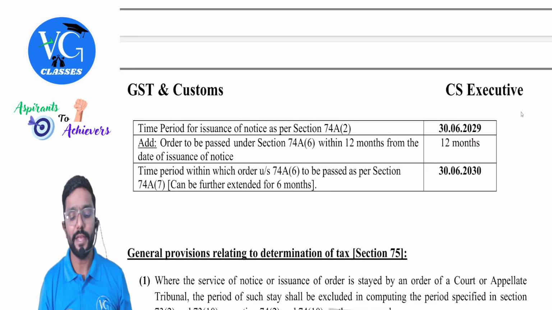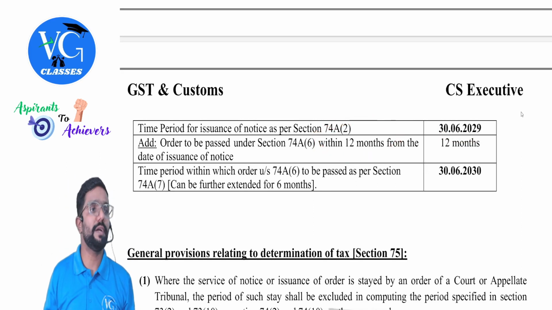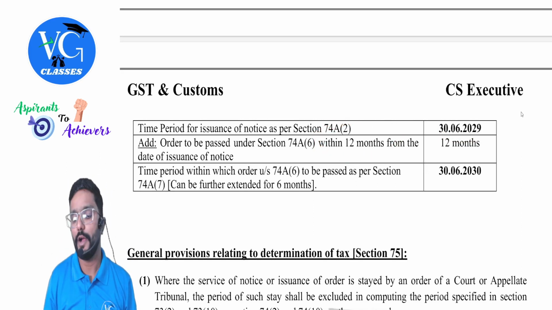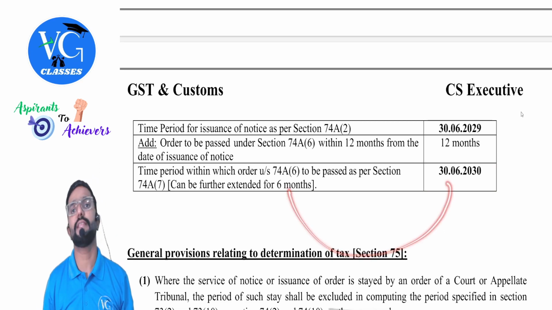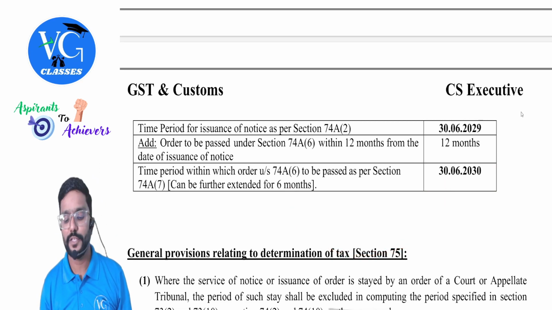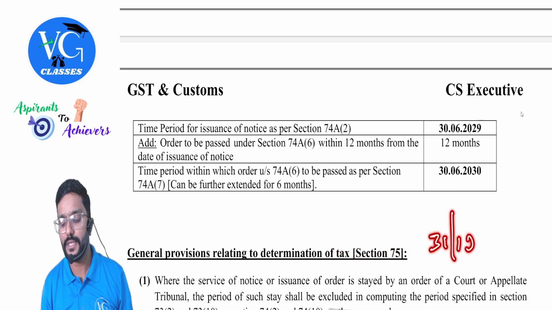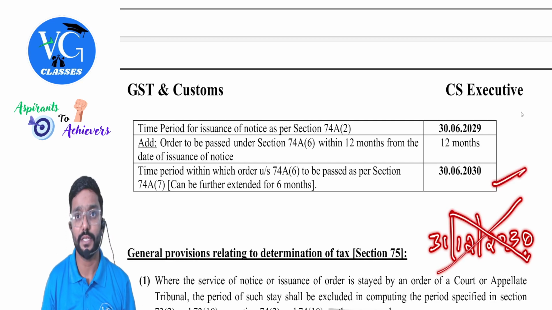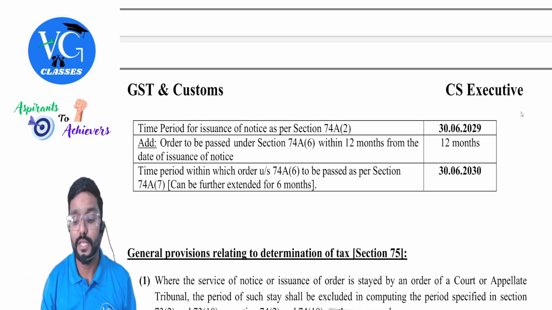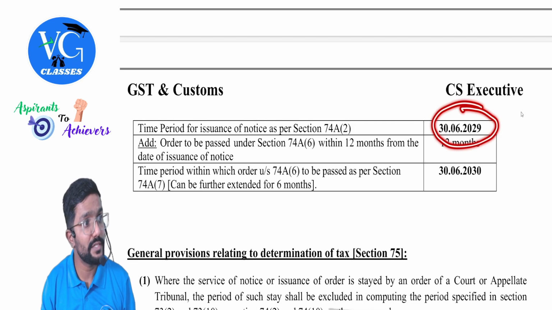And from there, 12 months to pass an order. The deadline to pass an order is 30th June 2030, which can be further extended for another 6 months, up to 31st December 2030, only if extended. If the question is silent, please don't consider this. One more thing: this is the deadline to issue notice, right? And this is the deadline to pass the order, right?